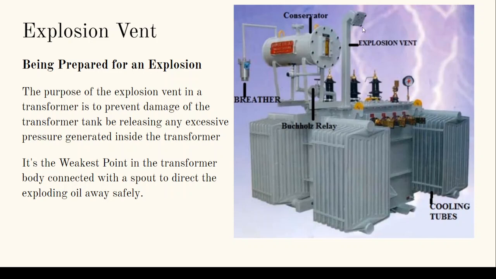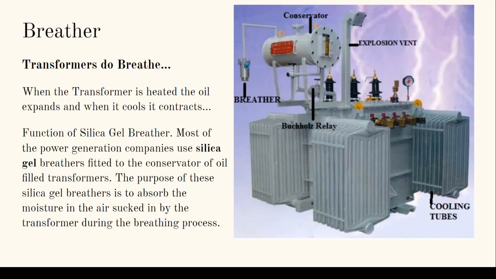So the most important thing you need to understand about the explosion vent, it's the weakest point in the transformer body. There's high pressure breakout. Air can slowly be vented out through the breather. The explosion vent explodes and lets the oil spill out and regulates the pressure, preventing the entire unit from exploding. Next is the breather. Transformers do breathe.